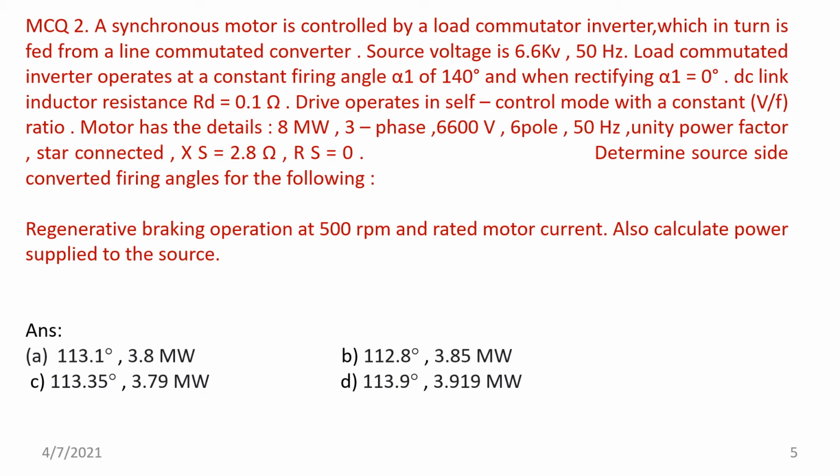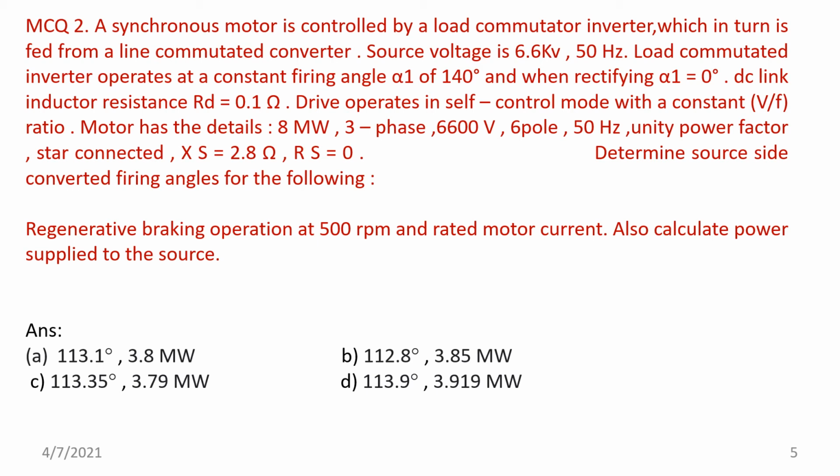The same data, second question, MCQ 2. The data are the same; only here determine the source side converter firing angle for regenerative braking operation at 500 rpm and rated motor current. Also calculate power supplied to the source. So the data are the same, only the condition has changed. They have given 4 options, option A 113.1, 3.8 megawatt, like that 4 options are given. We have to work out and solve, and whichever gives the exact answer is the correct one we have to mention.